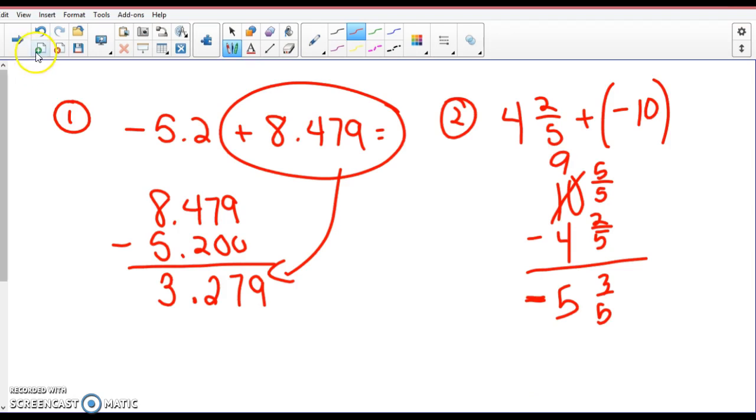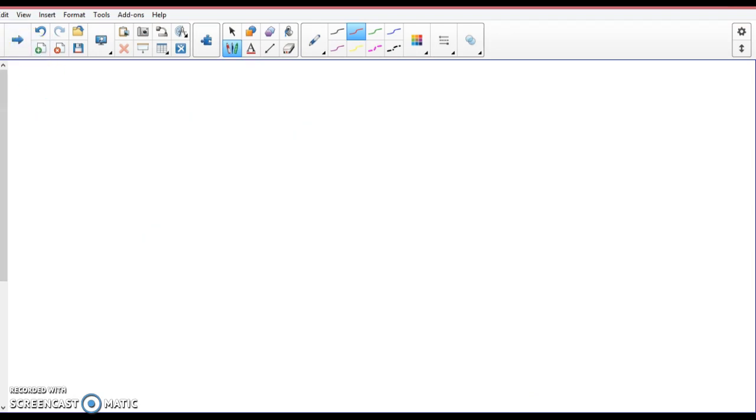Okay, let's try this one. Negative 2 3/4 plus negative 1.75. So I have two choices. First of all, what kind of problem is it? It's adding. Are the signs the same or different? They're the same. So I'm going to do what to the two numbers? Add and keep the sign. So what is my answer going to be? What kind of number? Negative.